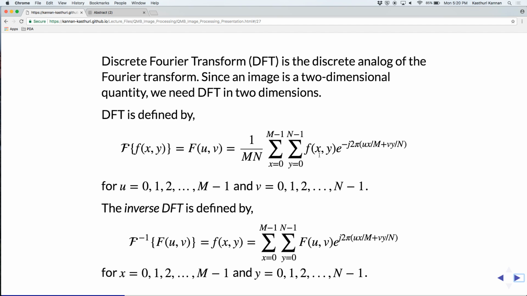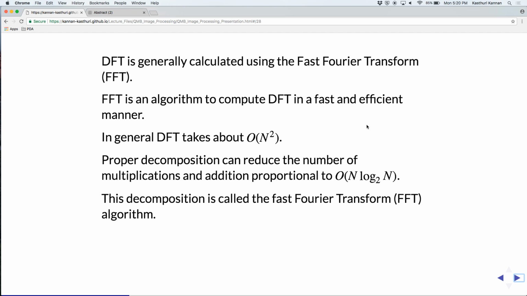So it's very difficult to compute in real time because this time is going to be huge. And for that there is something called the fast Fourier transform. Have you heard of this term, FFT, fast Fourier transform? What they do is compute the discrete Fourier transform in a fast and efficient manner.